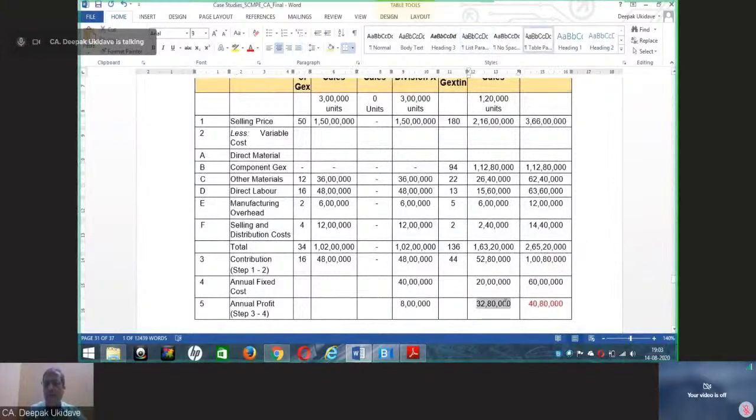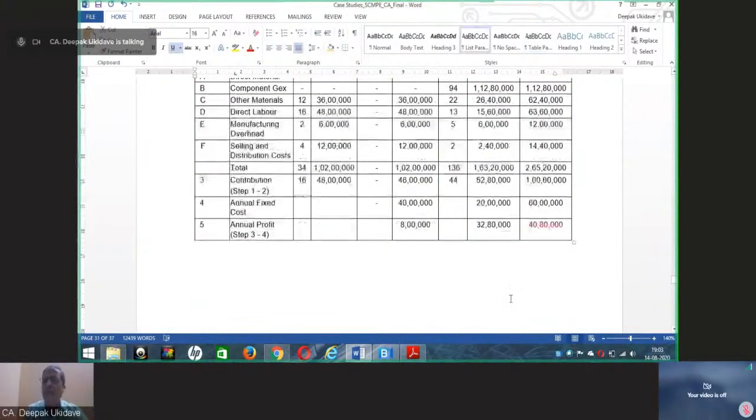And if you add the profit of division X, 48 lakhs, your total profit for the company as a whole is 40,80,000. I have highlighted this figure because profitability of the company as a whole has come down drastically from around 75 lakhs to 40 lakh 80,000. If you have any questions in understanding any of these figures, you can please ask. But as I told you, you are not expected to do these calculations so much in detail.